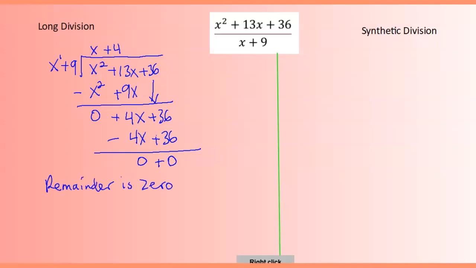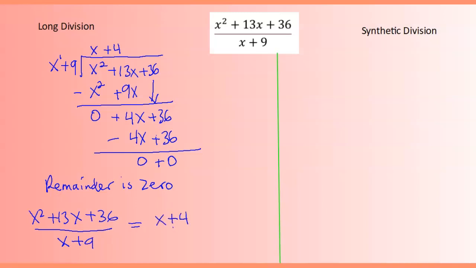That tells us that x plus 9 is a factor of this polynomial, x squared plus 13x plus 36. So when we divide x squared plus 13x plus 36 by x plus 9, this indeed is equal to x plus 4 as an answer. That is telling us that these two here are factors. In case you were really solving for the factors, then you would say that, but that is not what we intend to do.